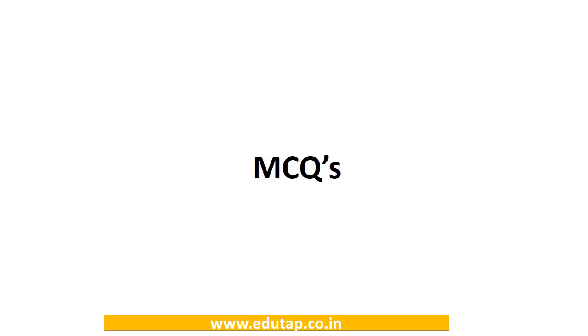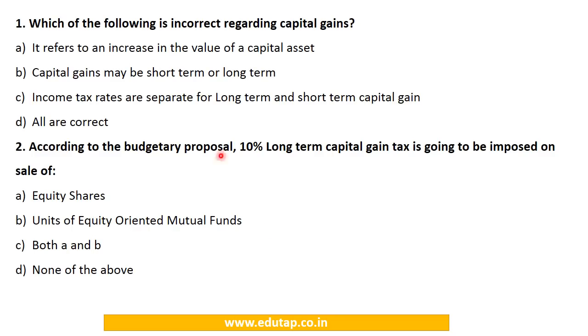Now let's look at some of the MCQs based on the topic we just covered. Which of the following is incorrect regarding capital gains? It refers to an increase in the value of a capital asset. Capital gains may be short-term or long-term. Income tax rates are separate for long-term and short-term capital gain. All are correct. So in this case, all are correct.